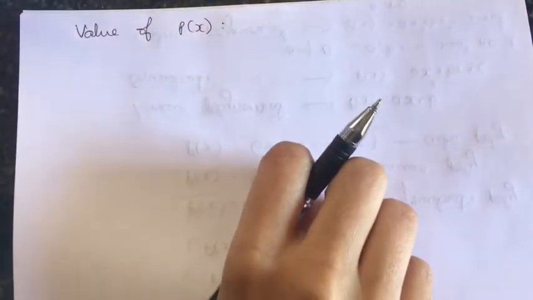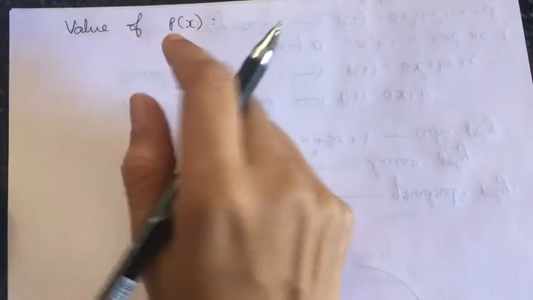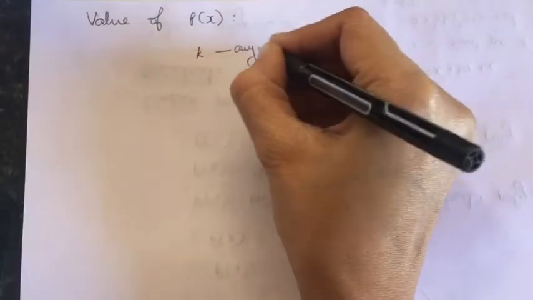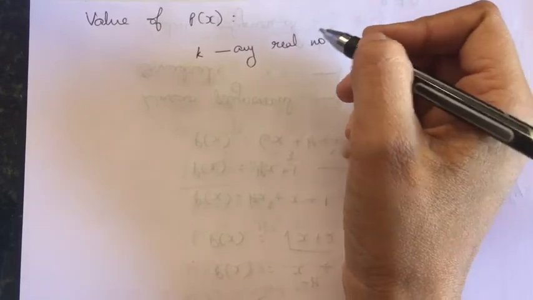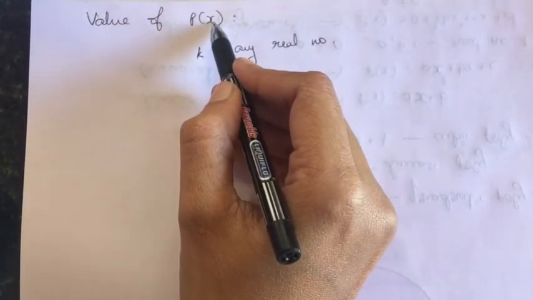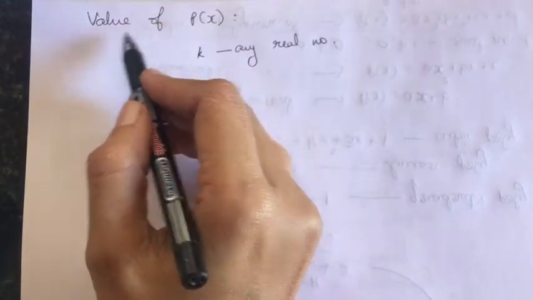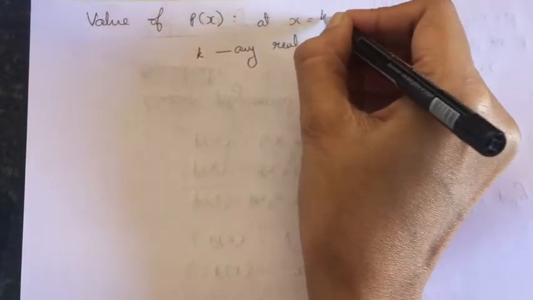Now let us learn about the value of a polynomial. If p of x is a polynomial in x, and if k is any real number, then the value obtained by replacing x by k in p of x is called the value of p of x at x equal to k.